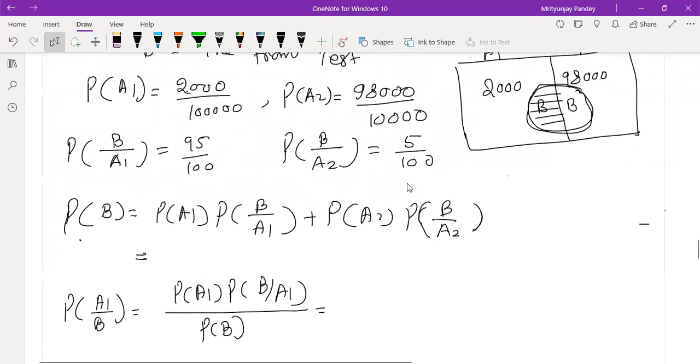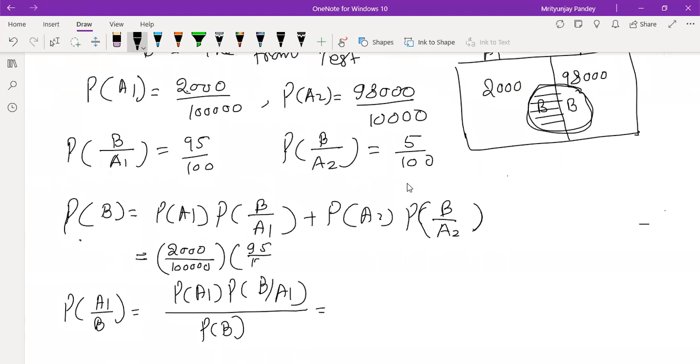So P of A1 that is 2000 upon 1 lakh, 1 lakh into 95 upon 100, प्लस. बट इसको हम लोग यहाँ पे क्यों लिख रहे हैं? डायरेक्टली हम लोग यहाँ पे क्यों नहीं लिख रहे? बिकॉज अपना क्वेश्चन तो सेकंड पार्ट है, ये तो पूछा नहीं है, सेकंड पार्ट ही पूछा है. तो बेटर ये है कि मैं डायरेक्टली उसको उधर ही सब्स्टिट्यूट कर लेता हूँ. डबल कैलकुलेशन क्यों करेंगे?